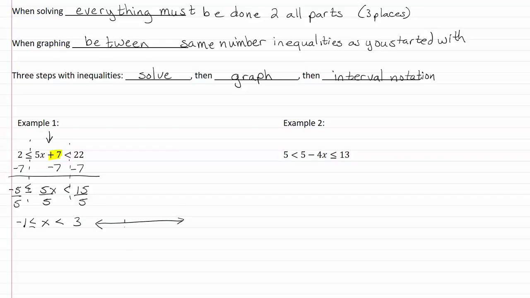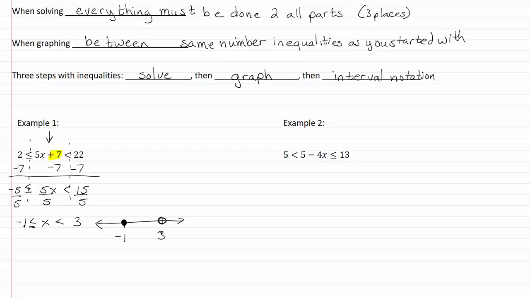I'm going to put my two numbers in, which are negative 1 and 3. Remember that when you put these on the graph, they need to be in order from smallest to largest. My negative 1 has an equal, so that means I'm going to put a closed dot on my negative 1. My 3 has just a less than, so it's going to be an open dot.